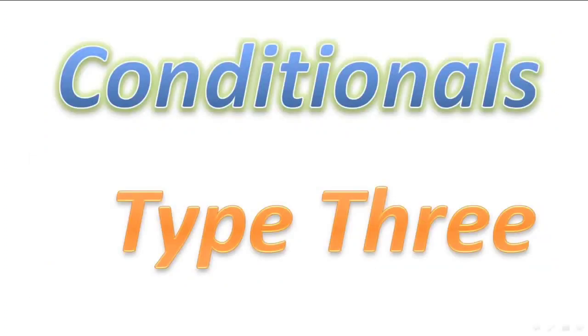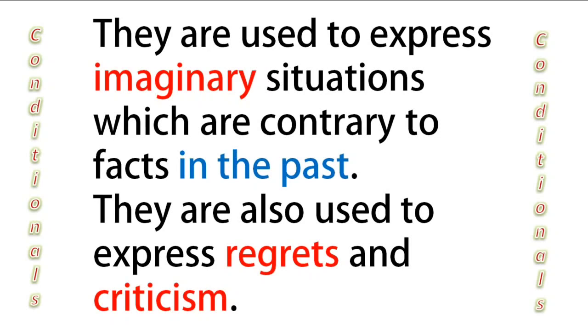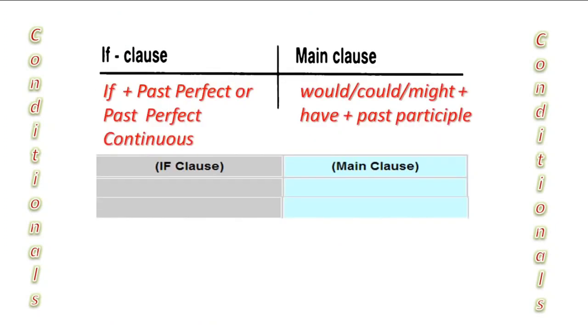Hello again. We continue with conditionals, and this time with conditionals type 3. Conditionals type 3 are used to express imaginary situations which are contrary to facts in the past. They are also used to express regrets and criticism. In the if clause, we use if plus past perfect or past perfect continuous. We know past perfect, we use had plus past participle. And in the main clause, we use would, could or might plus have plus past participle.